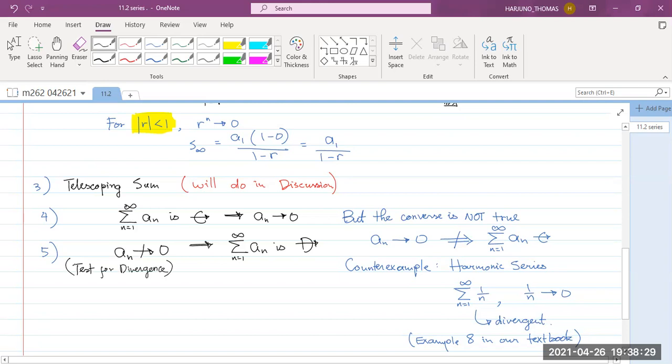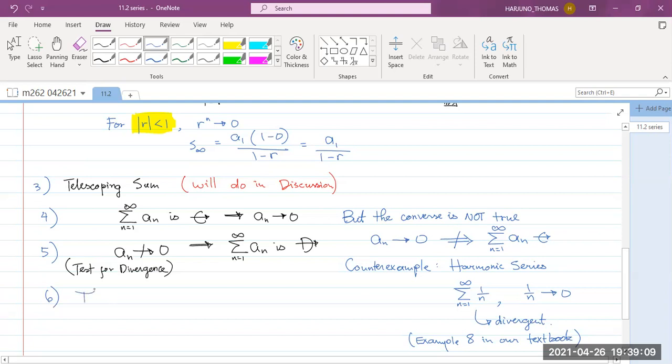That's the first test of divergence here. How do we know that a series is divergent? Look at the last term, the infinite term. If it is not 0, then it's divergent. The sequence may be convergent, but as long as it is convergent to something not 0, then the series is divergent.